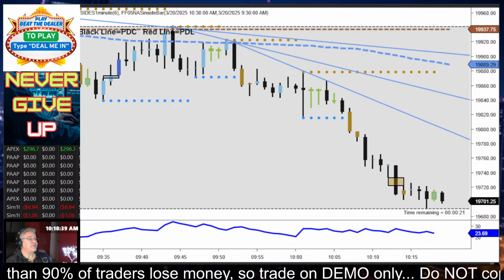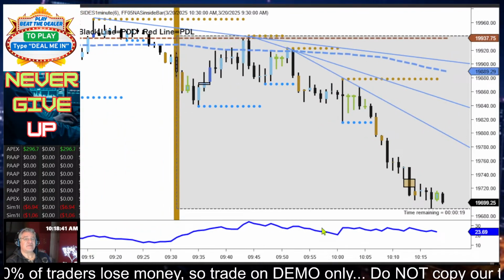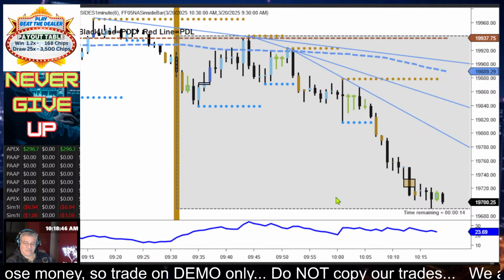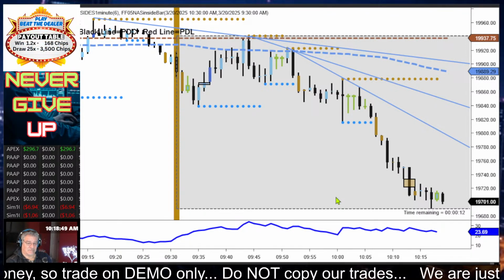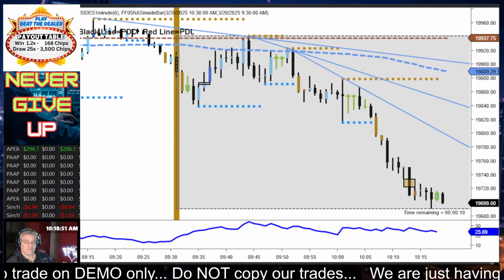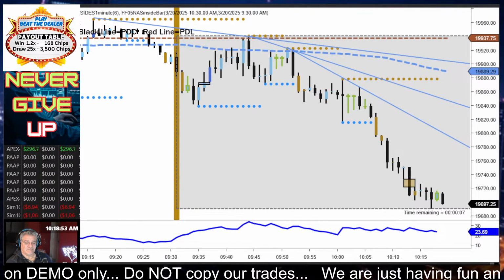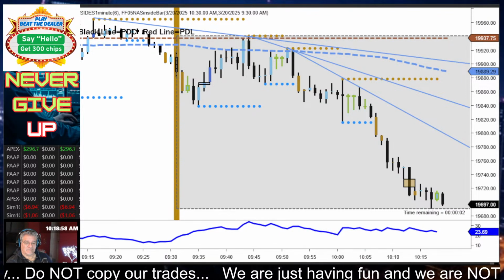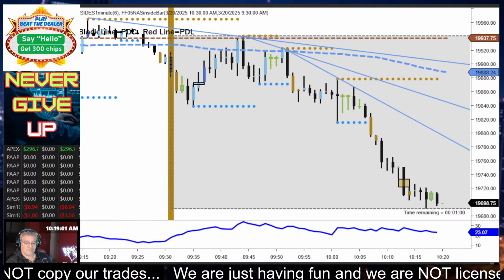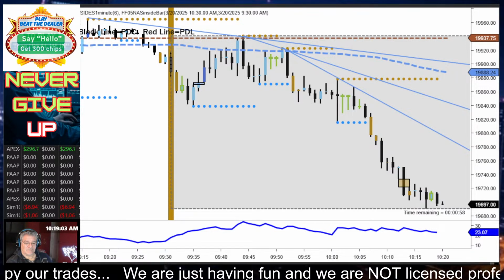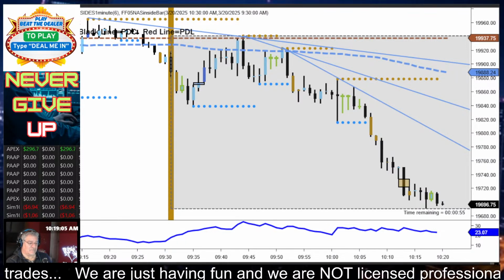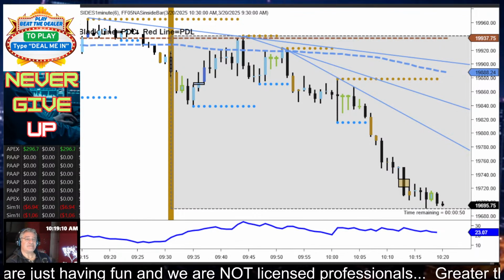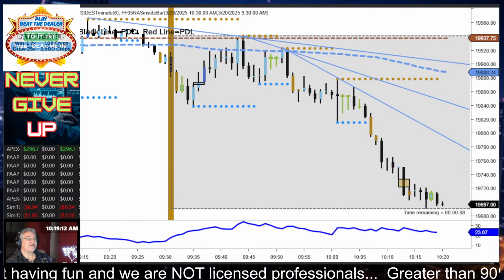I don't know if I should take a long for the 10 o'clock reversal. I mean, how can you call it a 10 o'clock reversal? We're at 10:18 now, eh? Got another short, but right at the U.S. session lows.